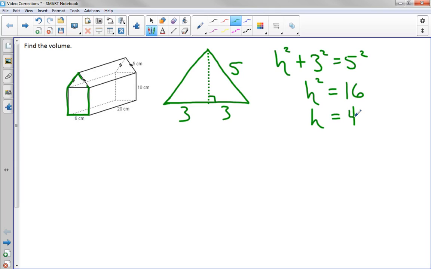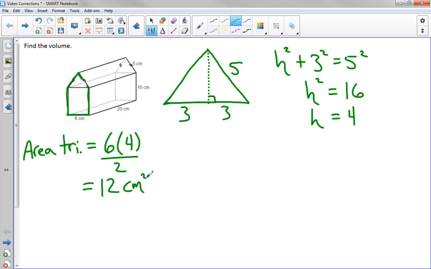And thus the area of the triangle is the base, which is 6, times the height, which is 4, divided by 2. So the area of the triangle is 3 times 4, which is 12 square centimeters. So my mistake here was not using the formula for the area of a triangle properly, and not seeing that I needed to use the Pythagorean theorem.